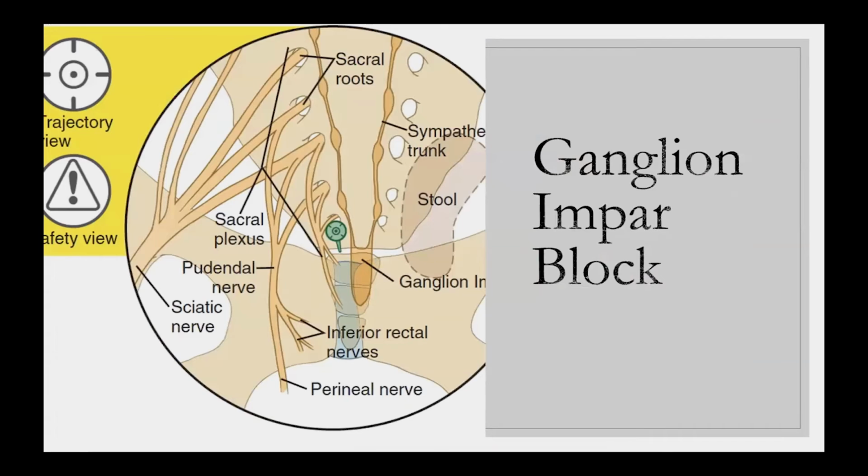There's some other kind of miscellaneous injections that we can do in the low back that can help some more specific types of pain. There's something called the ganglion impar block, and this is more if you have coccydynia, which is basically when your tailbone hurts a lot and it's all concentrated along there. You can actually inject here, which is called the ganglion impar. It's like a cluster of nerves, and then relieve some of that pain.